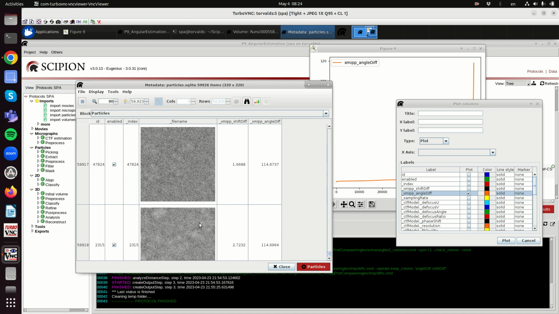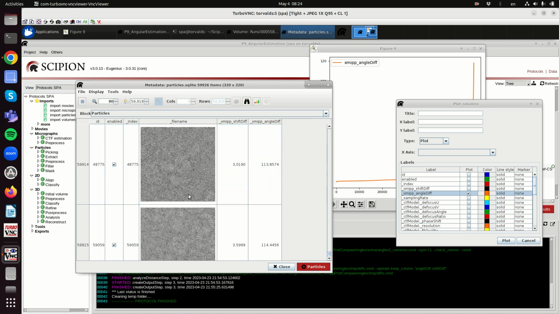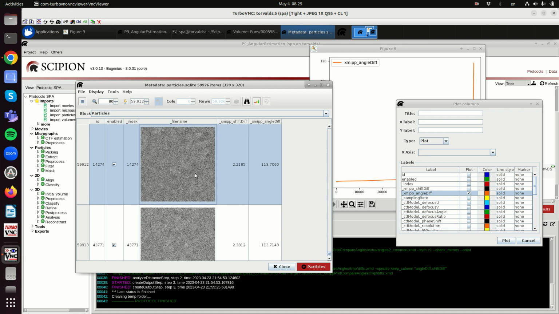Here it seems to be very defocused or in the middle of nowhere. I don't see the particle well there, and here again it could be in the middle of nowhere. And we have the same kind of behavior also for the shift.